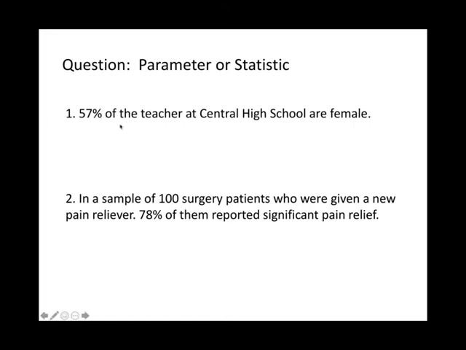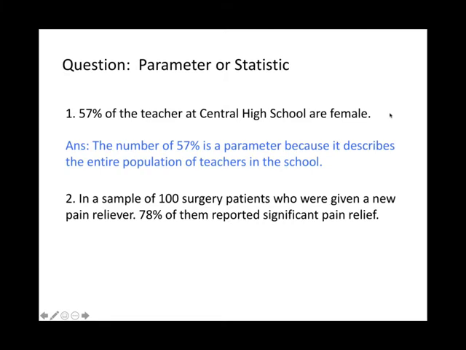Number one, 57% of the teachers at Central High School are female. So first, 57% is talking about a proportion. And this proportion is talking about the teachers at Central High School. So all the teachers at Central High School will be my population, and this number describes the population. So this is going to be a parameter.